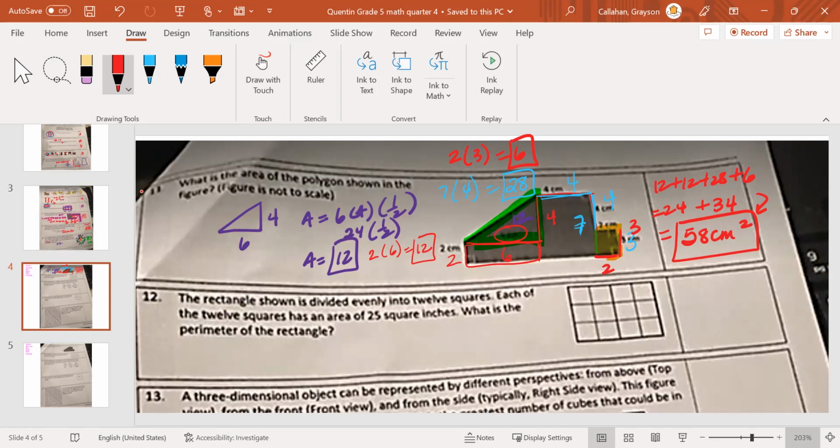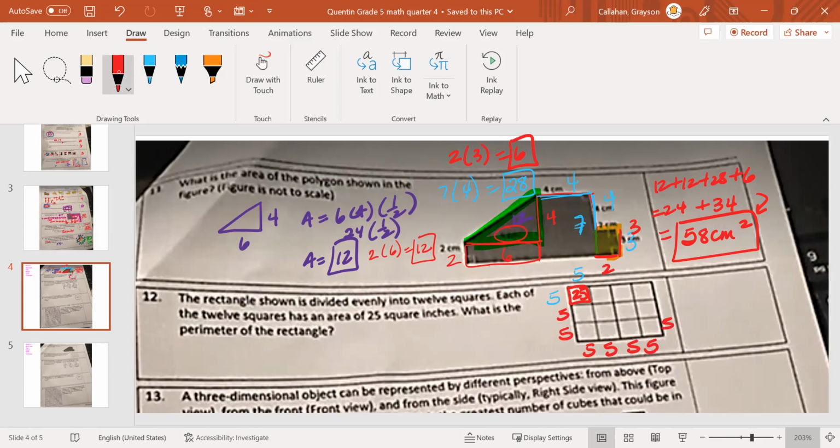A rectangle is divided equally into 12 squares. Each of the 12 squares has an area of 25 square inches. What is the perimeter of the rectangle? So remember, if that's going to be 25, then what's the side of one of these? 5, right? Because 5 times 5 is 25. So that means this is 5, this is 5, this is 5, 5.